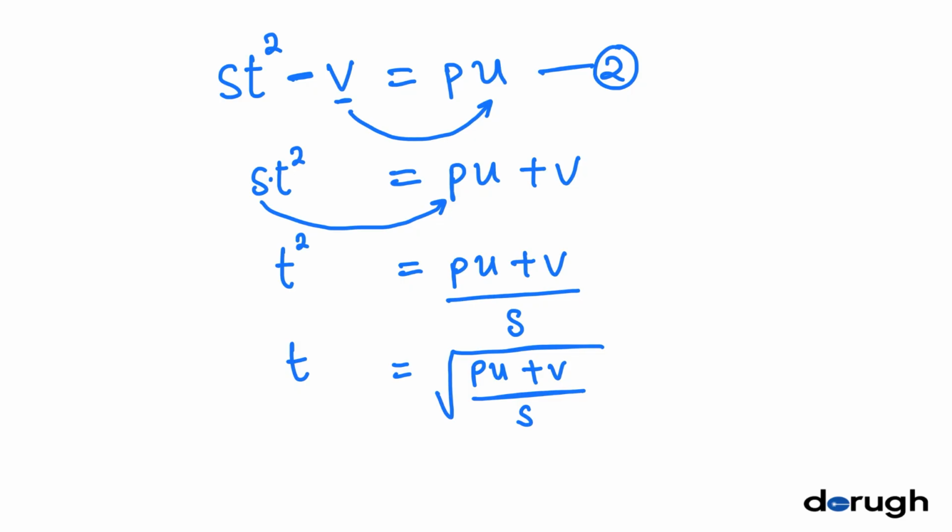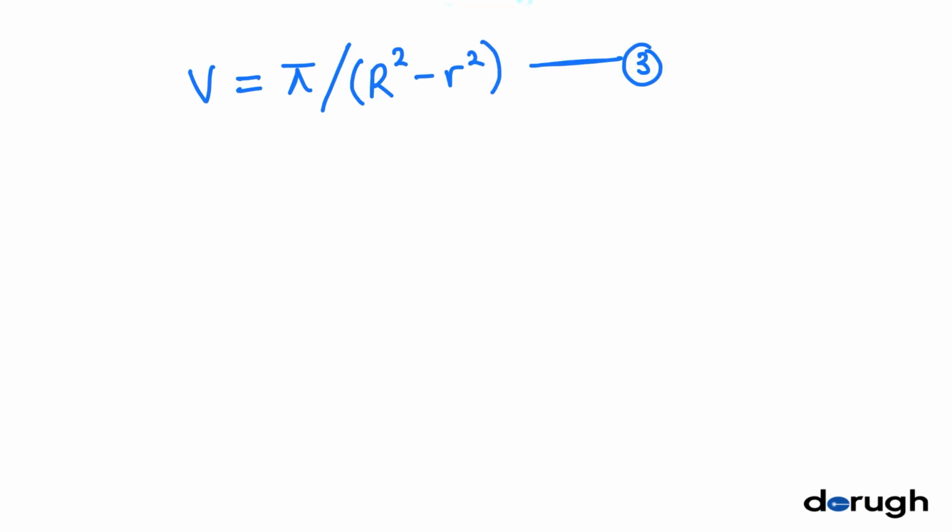Let's do a second example to solidify the knowledge. All right, so this is equation 3. What do we have? We have V equals pi divided by capital R square minus small r square.